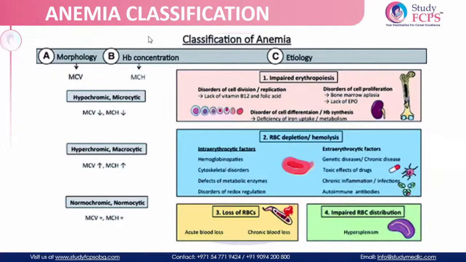or normochromic. Then there is another classification depending upon etiology, that is impaired erythropoiesis, the same as if we have decreased reticulocyte counts, it means there is impaired erythropoiesis. Then RBC depletion or hemolysis, we will discuss how we detect hemolysis in the blood. Then there may be loss of RBCs or impaired RBC distribution. All these are different kinds of classifications we use in anemia, and they are important from the exam point of view.